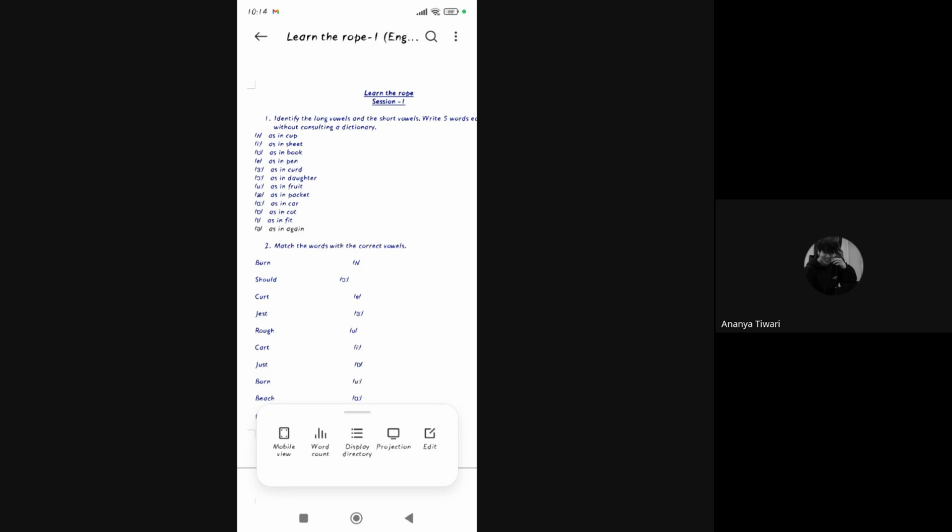Next one is fit. Short one. This is again a short vowel. And the last one here is again. Short vowel again, right? So this sound that you hear in again, the vowel at the beginning of the word again, the longer counterpart for that is the one that you hear in the word curd, right? Curd.